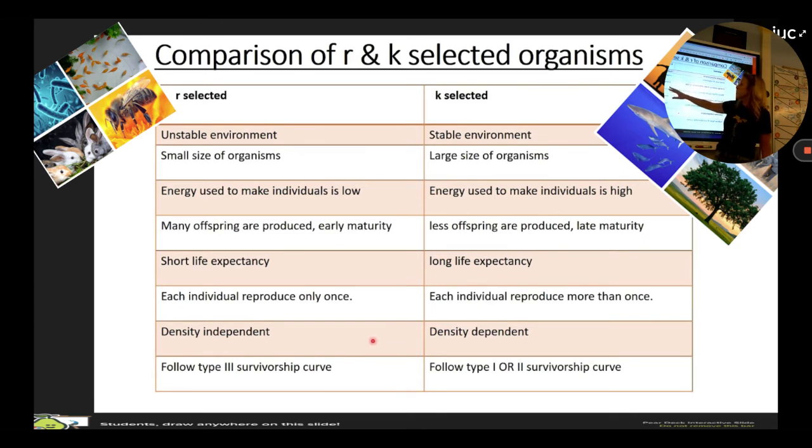Fewer offspring are produced, late maturity, long life expectancy. Each individual reproduces more than once. What do we call that? Iteroparous. And then density dependent factors regulate us, and they follow a type 1 or type 2. Does that make sense? Okay, I want it to be logical for you. Yes. Type 2 would be like birds. Yes, and like smaller animals.